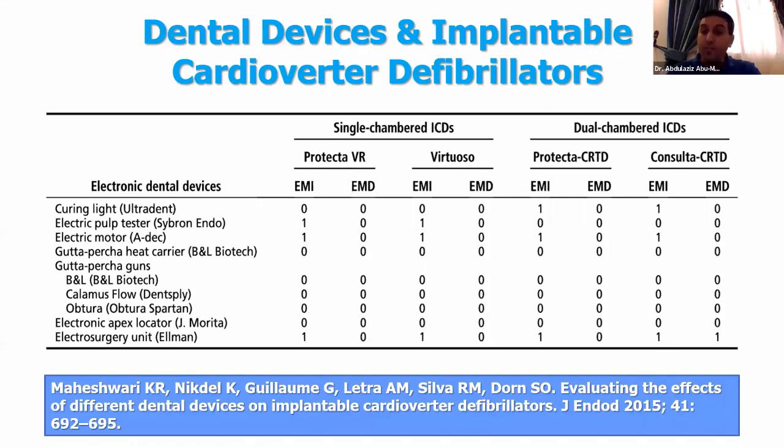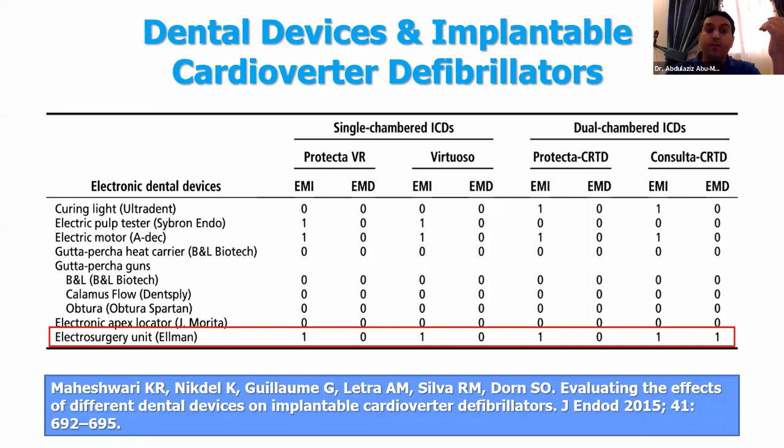Among all of these, the pulse tester, the gutta-percha heater and the other things are only an interference. The worst thing is the electrosurgery. That's the one that should be avoided, avoided to be used with patients with a cardiac pacemaker or defibrillator.